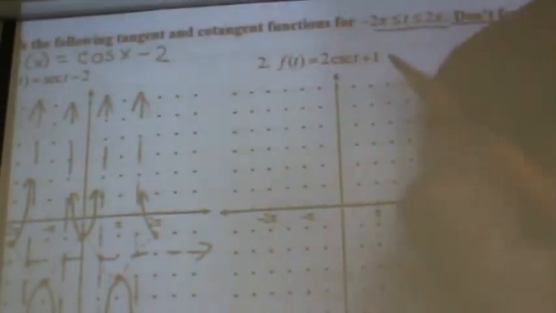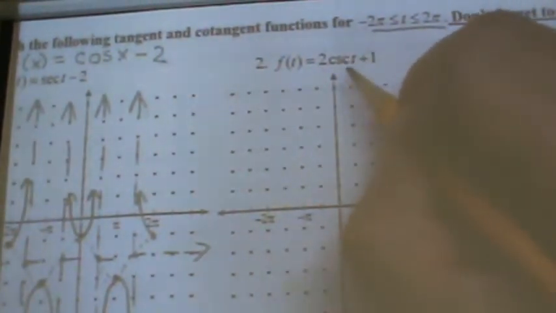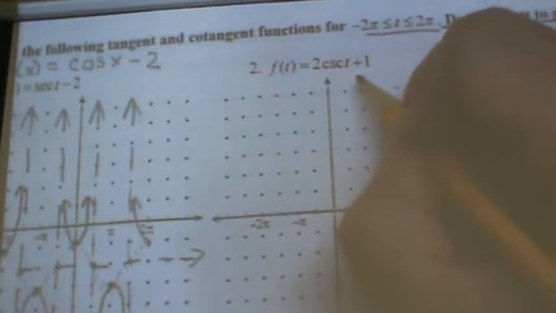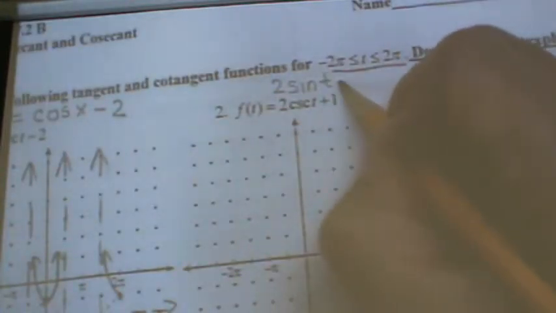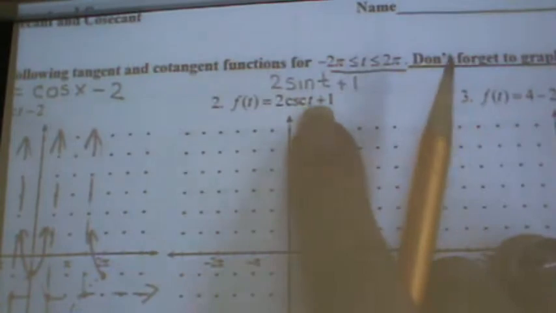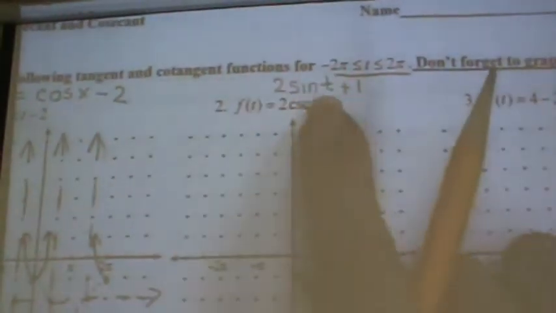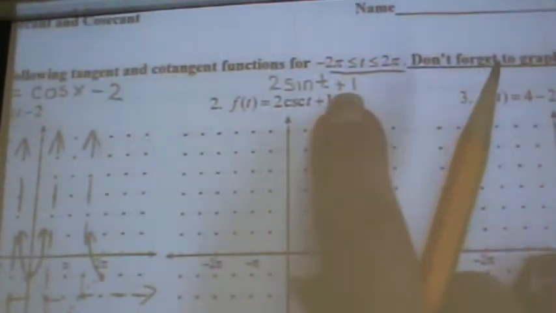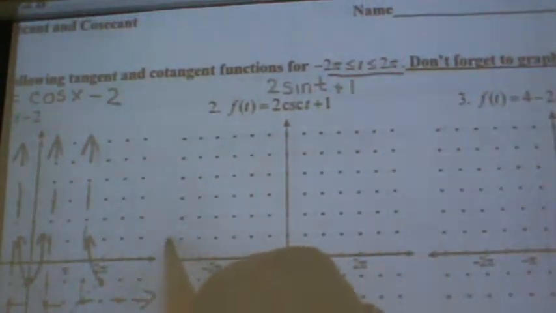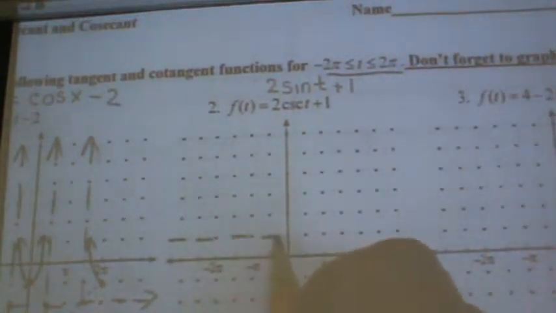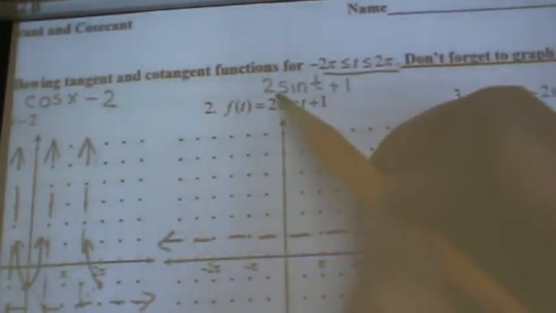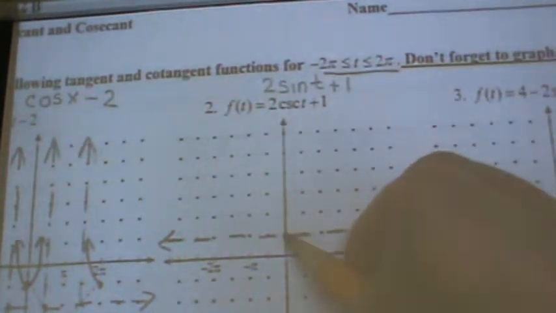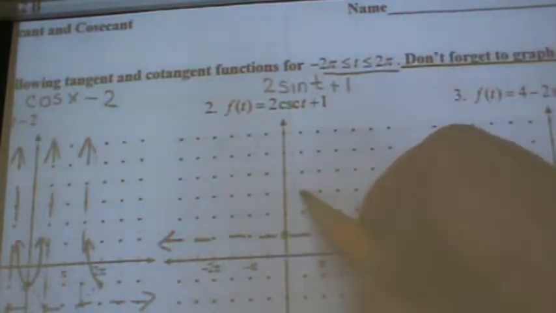Let's do another one. Number 2. You'll get the hang of it. What am I gonna graph? Not 2 cosecant plus 1. I'm gonna graph 2 sine plus 1. So we did this last week. How does this look? Start where? 1 unit above the x-axis. That's our new x-axis. What's our amplitude? 2. How does the sine curve look? It starts on, it's gonna go 2 above.